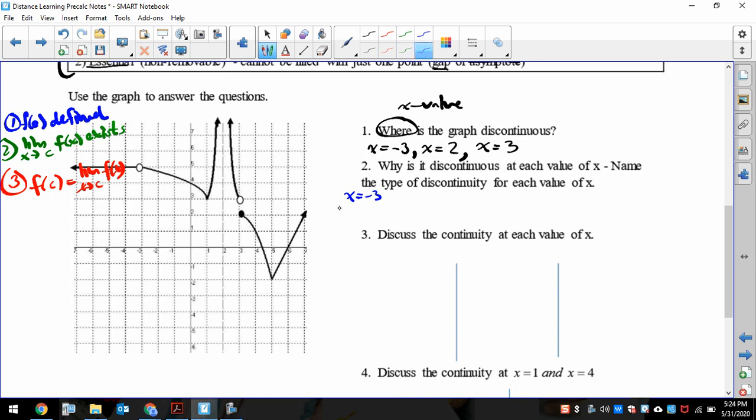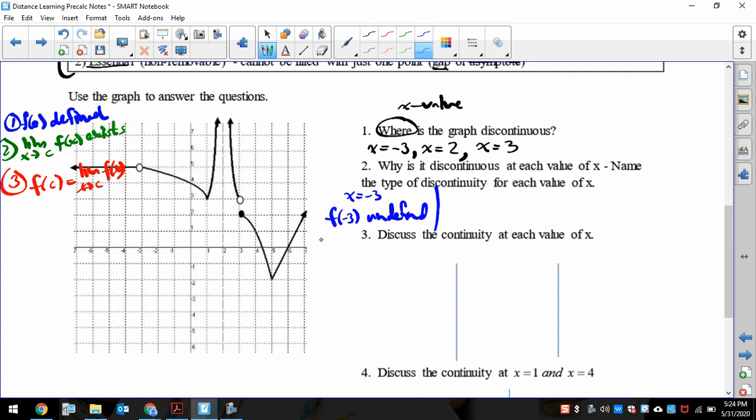So this one here, at x = -3, what fails? Is it 1, 2, or 3? Well, if we check them one at a time, we usually start here at 1. Is the function defined? I don't see a filled-in point anywhere. So what is f of -3? f of -3 is undefined. There's a hole here. It's not filled in anywhere, so I can't give a value for f of -3. So that would be the reason here.